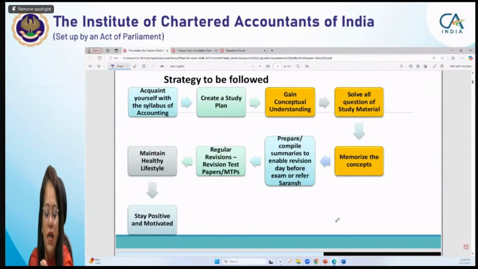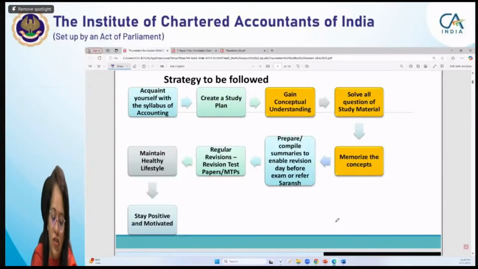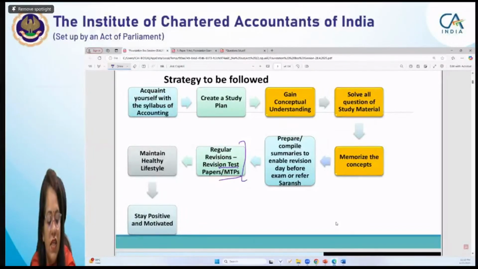All right, regular revision of our revision test papers and MTPs will help you to solve the questions and practice more. Maintain a healthy lifestyle and stay motivated and positive. Get good sleep, good food, no outside food. Prepare your food or ask your parents to help you out, and eat well, sleep well, stay away from social media. At this stage you do not have the time for social media.